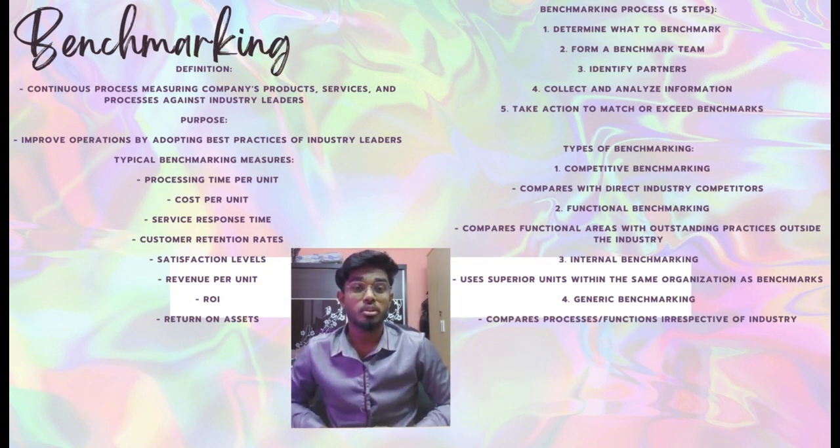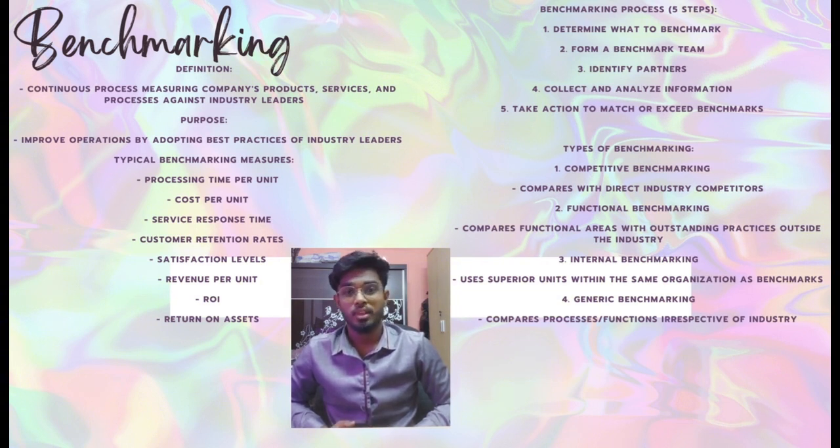The benchmarking process, akin to the PDCA cycle, focuses on setting quantitative goals for continuous improvement through 5 steps: determining what to benchmark, forming a benchmark team, identifying partners, collecting and analyzing information, and taking action to match or exceed the benchmark. The 4 types of benchmarking are competitive benchmarking, which compares with direct industry competitors.